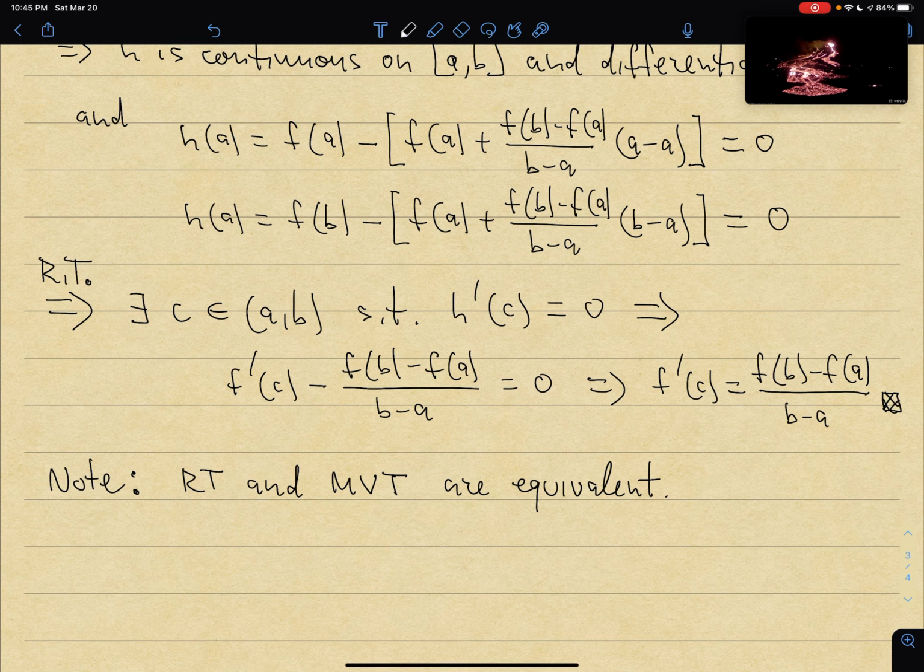Okay, and then next time we're going to apply the mean value theorem to different situations to find what the consequences of the mean value theorem are.